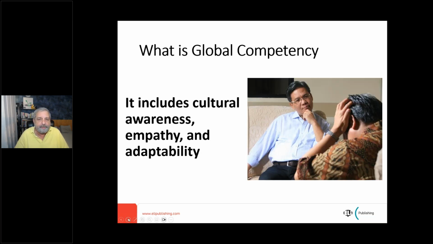So, what is global competency? It includes cultural awareness, empathy, and especially adaptability. Now, oftentimes we used to say you have to be a chameleon. You have to be able to change, because me as an American in business, which is my background, oftentimes we're very direct, and we can often come across as very aggressive. This isn't very effective, especially when you're dealing with, let's say, Asian countries. Aggression is not very much appreciated, and it actually hurts any type of collaboration.